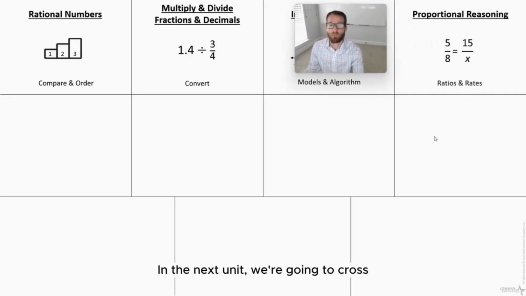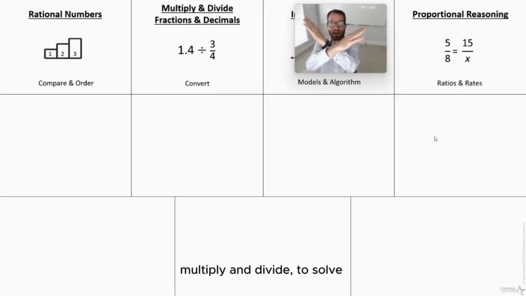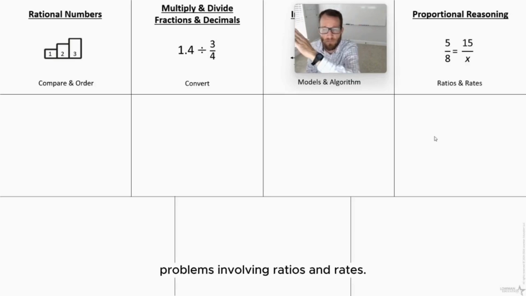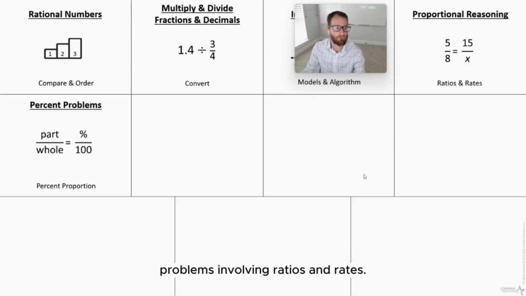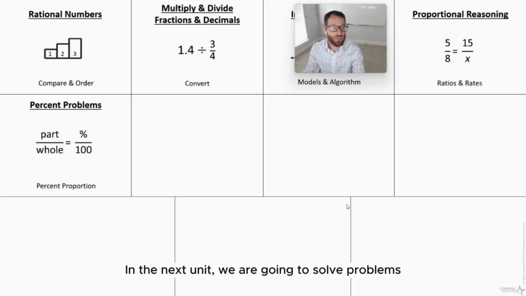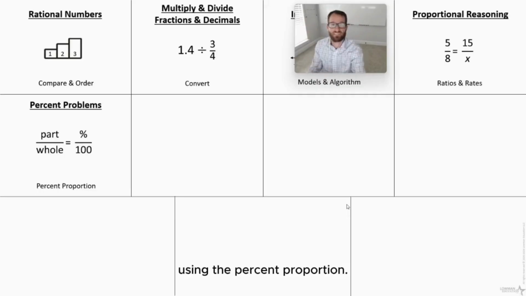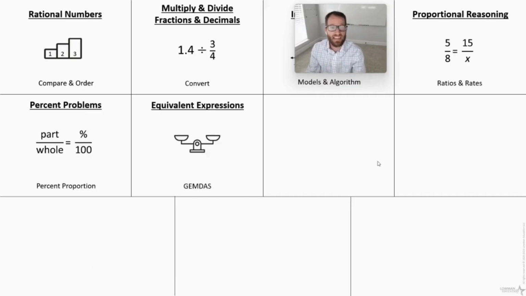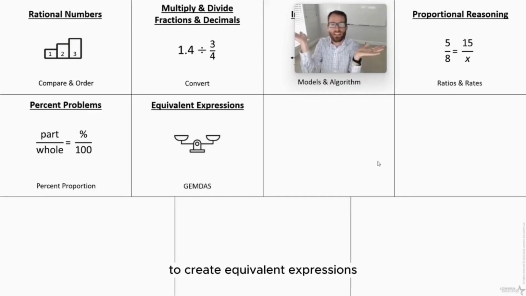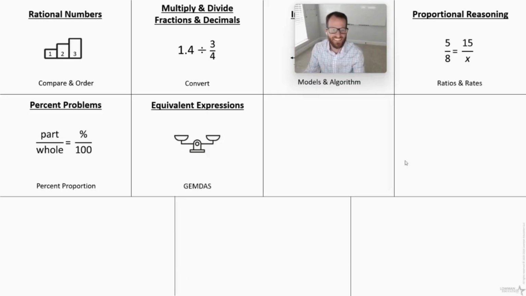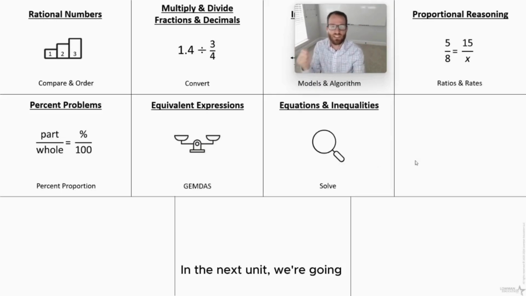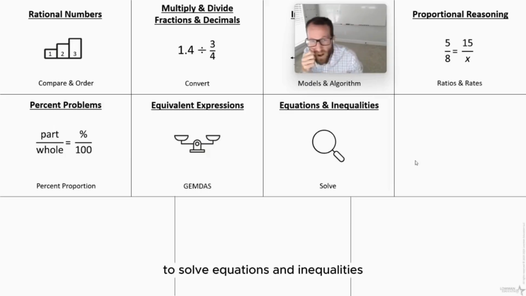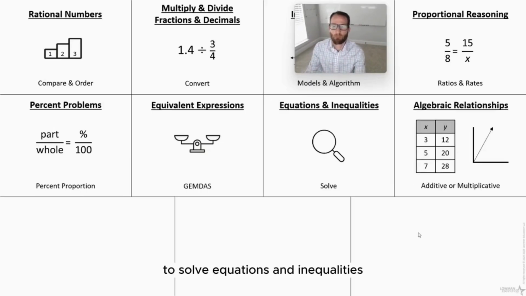In the next unit, we're going to cross multiply and divide to solve problems involving ratios and rates. In the next unit, we are going to solve problems using the percent proportion. And so you're just making a percent sign here with your hands. In the next unit, we are going to create equivalent expressions using GEMDAS and properties. In the next unit, we're going to solve equations and inequalities for the missing variable.